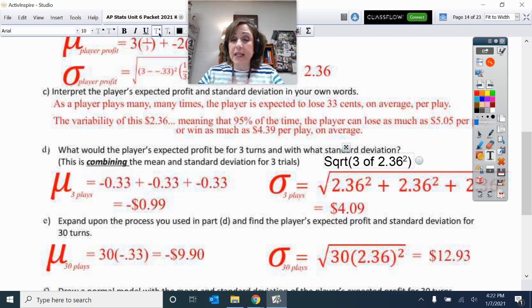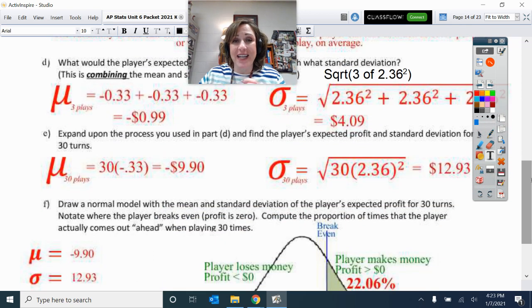Okay, so that's really what we're doing, is the square root of 3 of the 2.36's squared. So if I expanded upon that to these 30 plays, then that's 30 of the 2.36's squared. And so this is actually going to take us into what we end up learning in today's lesson, or taking a look at today's assignment. But anyway, that comes out to be a variability of $12.93.